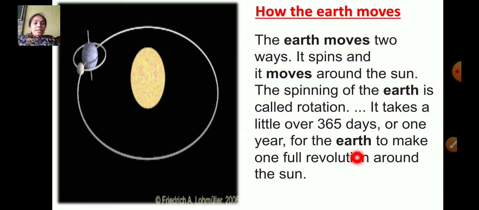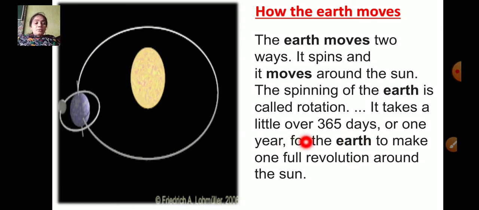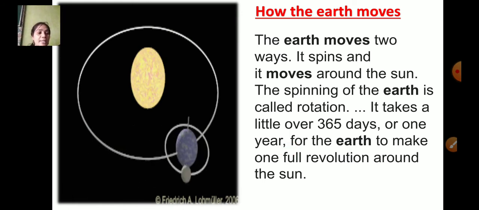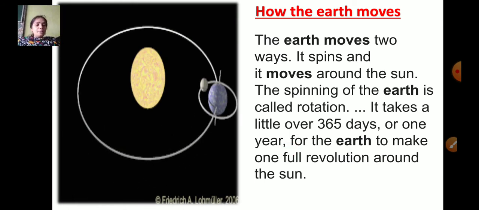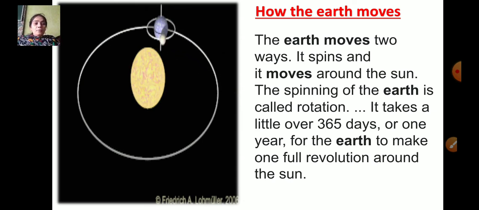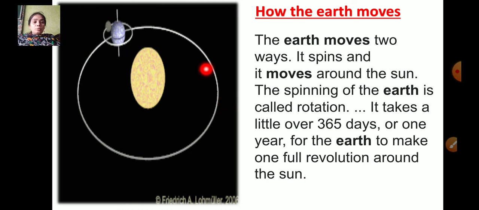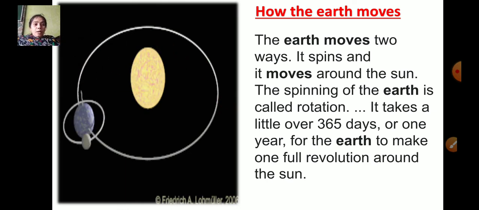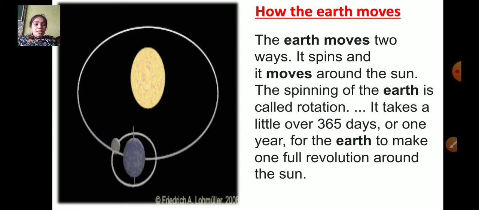So it takes a little over 365 days, or 1 year, to make one full revolution around the sun. So to complete one revolution, it takes 365 days.